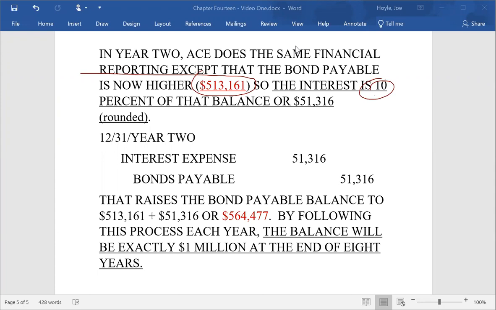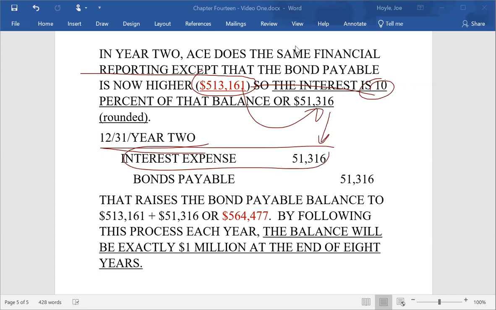If we take 10% of that $513,161, then the interest for that period is $51,316. Notice the process has not changed. The process is exactly the same. You get to the end of year two, you recognize that $51,316 as interest expense. It's a zero coupon bond. I am not going to pay the cash now. I will pay the cash interest when I pay the entire $1 million.